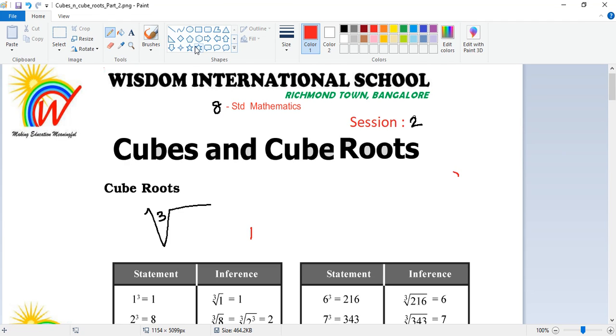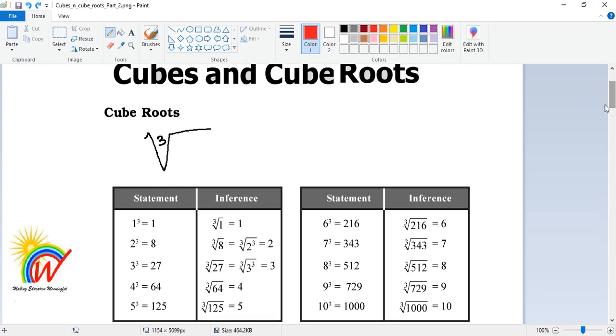So children, we are going to continue with the cubes and cube root lesson. In the previous session I taught you how to find the cube of numbers, right? Now we are going to find the cube root of numbers. This is how it will be written. When you see this symbol, it is read as cube root.